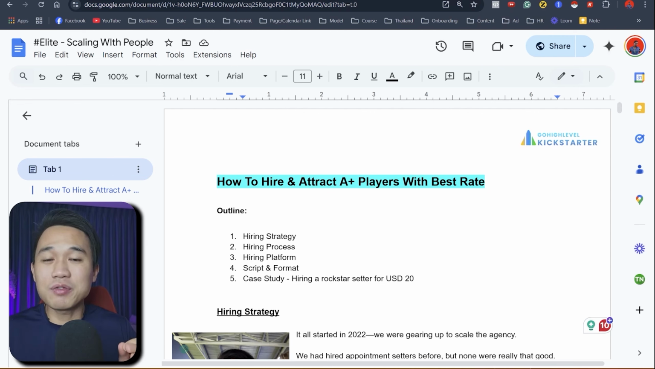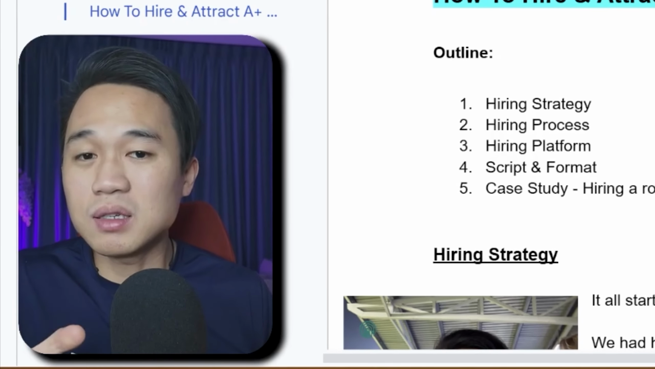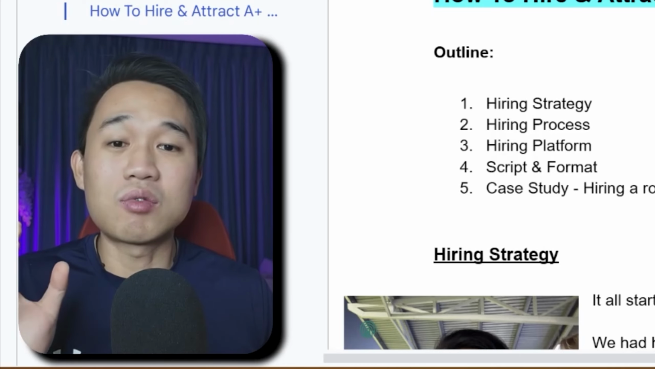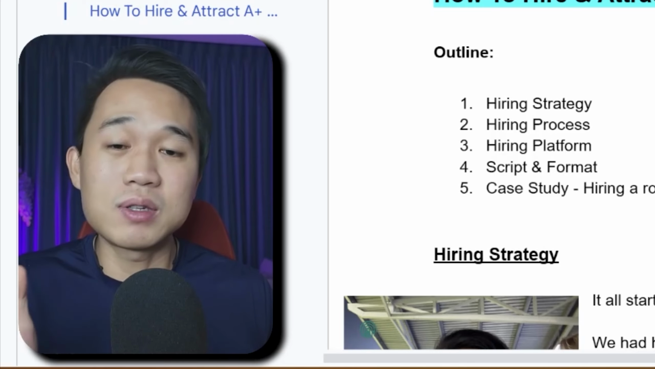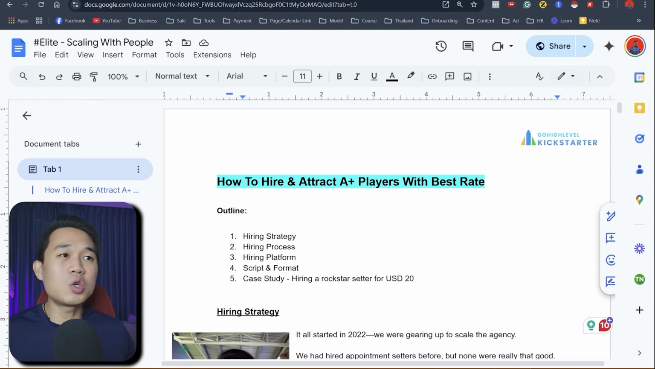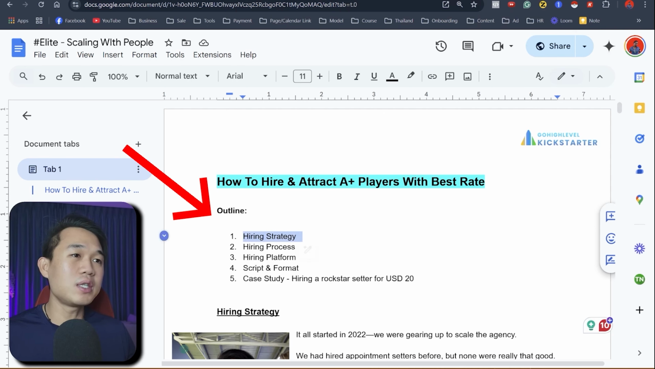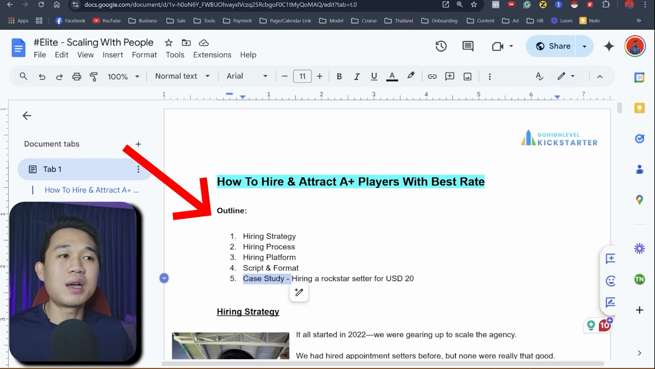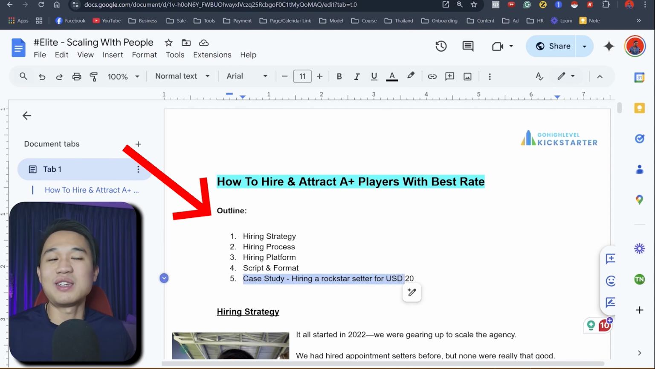So the one thing that you have to understand is that if you are a service-based agency, meaning you're offering services such as Facebook ads or really any type of consulting services, great service comes from great talent, and great talent comes from a great hiring system, right? So in this module, we're going to be covering hiring strategy, hiring process, hiring platform, scripts and format. We'll look at an actual case study where we used this system to hire a Rockstar appointment setter for just $20 US.